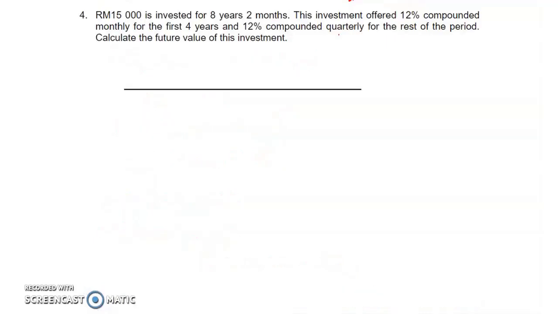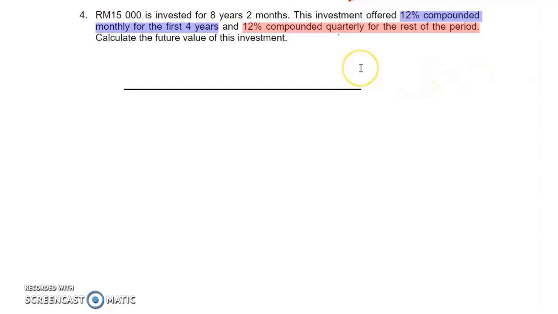Okay, now let's look at question 4. RM 15,000 is invested for 8 years 2 months. So the investment period is 8 years 2 months. This investment offered 12% compounded monthly for the first 4 years. Okay, so first 4 years compounded monthly with a rate of 12%. And then 12% compounded quarterly for the rest of the period. Calculate the future value of this investment.